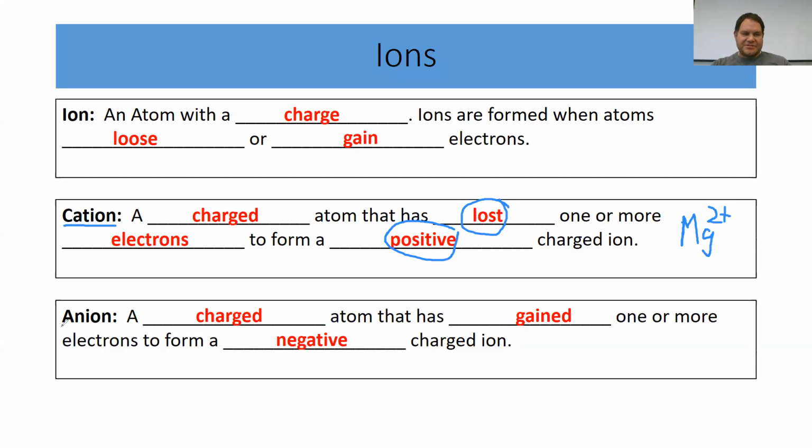Now, the negative charges are anions. So if you look at the definition, a charged atom that has gained one or more electrons to form that negative charge. An example, again, would be sulfur, gaining 2 electrons and therefore has a 2 negative charge.